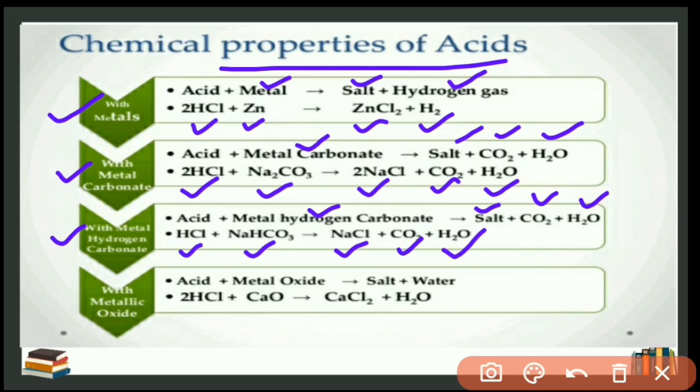Next property is when acid reacts with metal oxide. We know that the nature of metal oxide is basic, so when acid reacts with metal oxide, it forms salt and water. In equation form, 2 moles of HCl when reacting with metal oxide, calcium oxide, form calcium chloride as a salt and water molecule. So these are the chemical properties of acids.